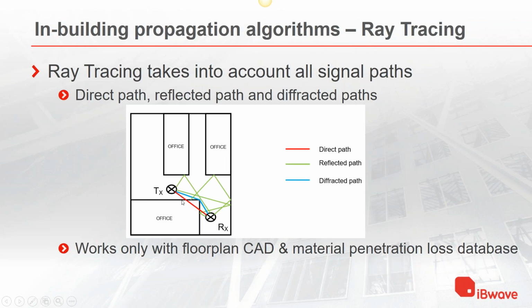This is how it looks. You have a direct path that is shown in red. Then there are many reflected paths that bounce off the walls multiple times when they leave the transmitter before they get to the receiver. And then there are diffracted paths, those that hit the edge of an obstacle and then curve around it and come into the receiver. This is a fairly well-known technique, has been known for quite some time, and we have deployed a variant of it in our tool. It works only with floor plan CAD and a material penetration loss database. You cannot get away with doing this on an Excel spreadsheet.